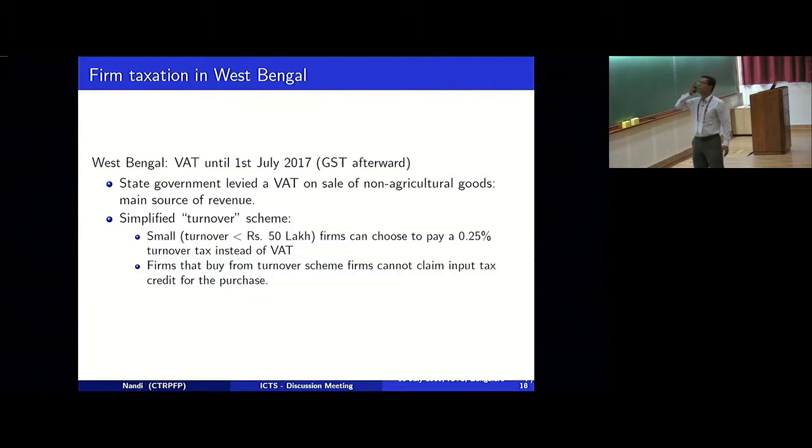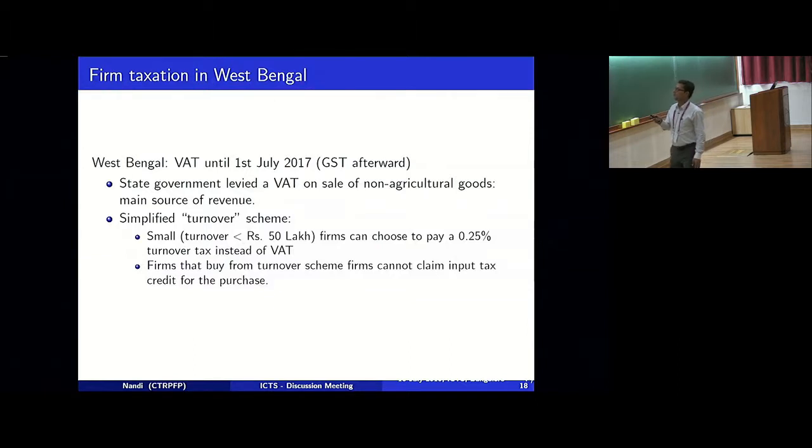So the state government levied VAT on all sales of non-agricultural goods, so virtually on most of the things, except food grains and so on. In the simplified version, for this VAT scheme, the formula was sales minus purchases multiplied by the tax. That's the tax liability.